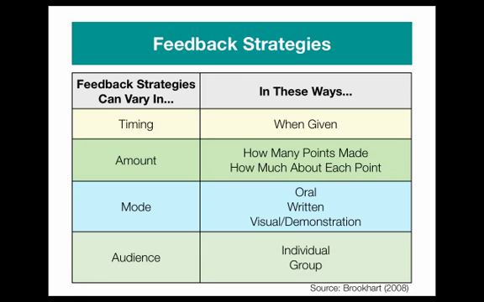Brookhart indicates that they may vary in timing, the purpose of which is for the students to get feedback while they are still mindful of the learning target and while there is still time for them to act on it. An example of effective feedback timing is giving immediate oral responses to students' misconceptions. An example of ineffective feedback timing is to go over a test or assignment when there is no opportunity to show improvement.